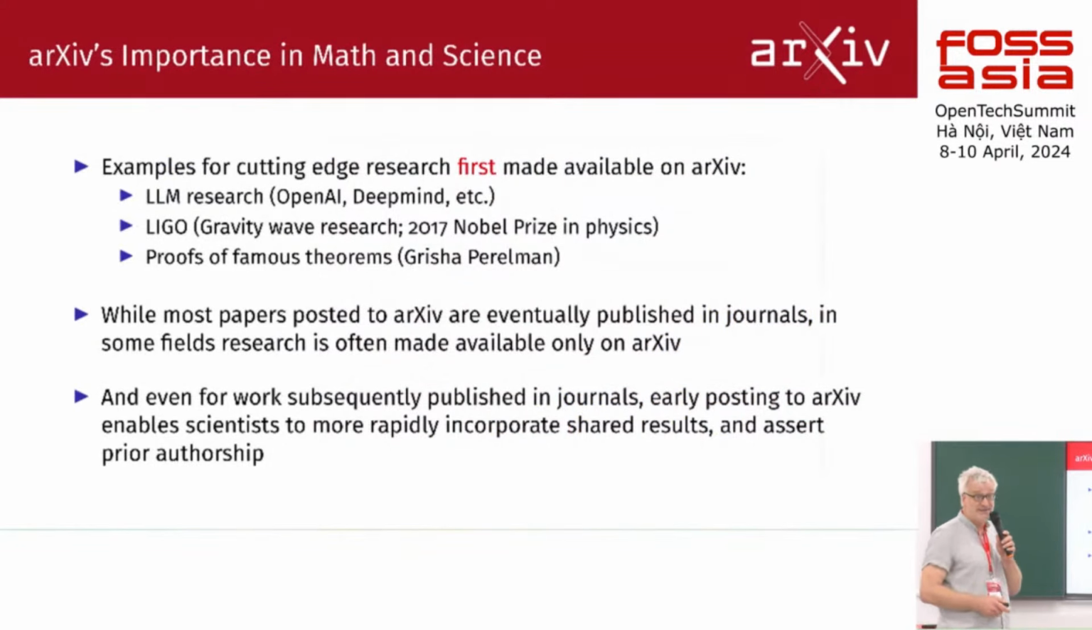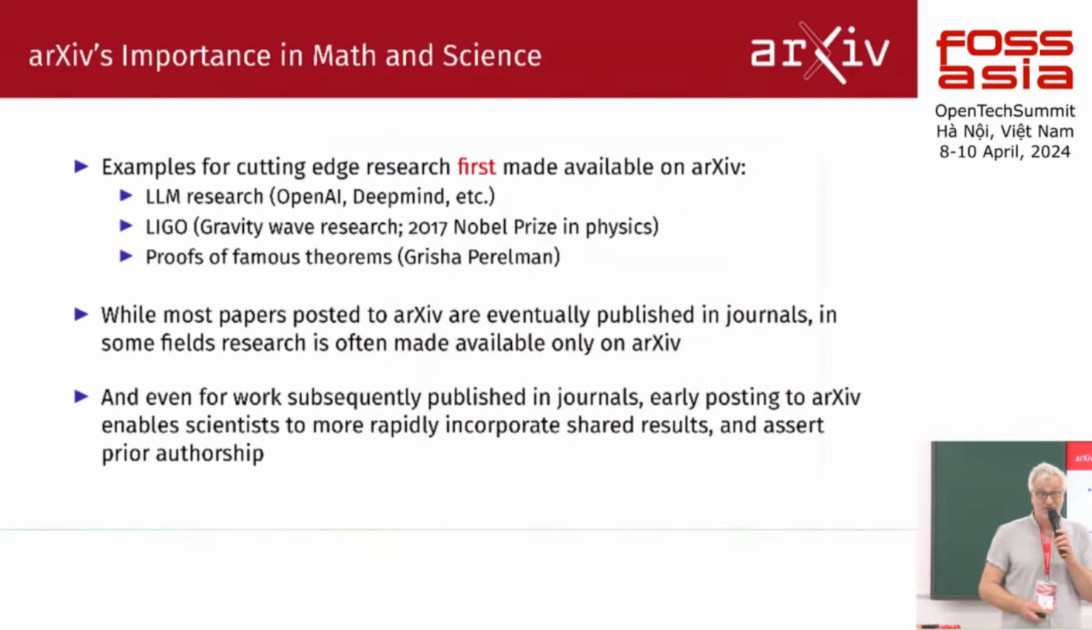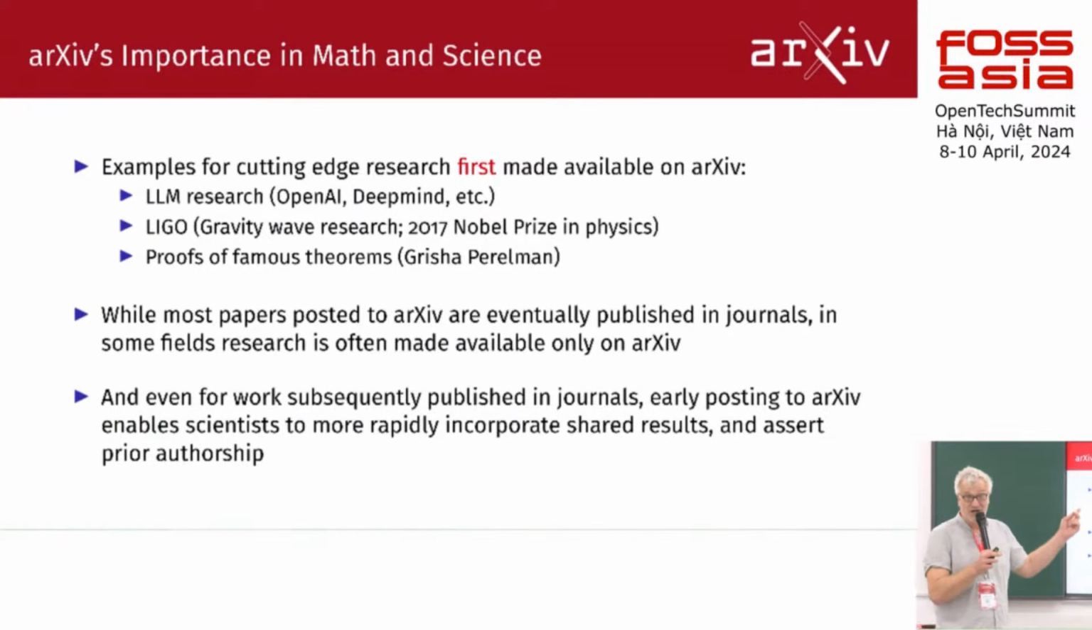So a few examples of what has been published on arXiv. I guess all of you have heard of LLMs, large language models, right? They were first published on arXiv. So the original article is on arXiv. The LIGO gravity wave detection, which got the Nobel Prize in physics some years ago, was published first on arXiv.